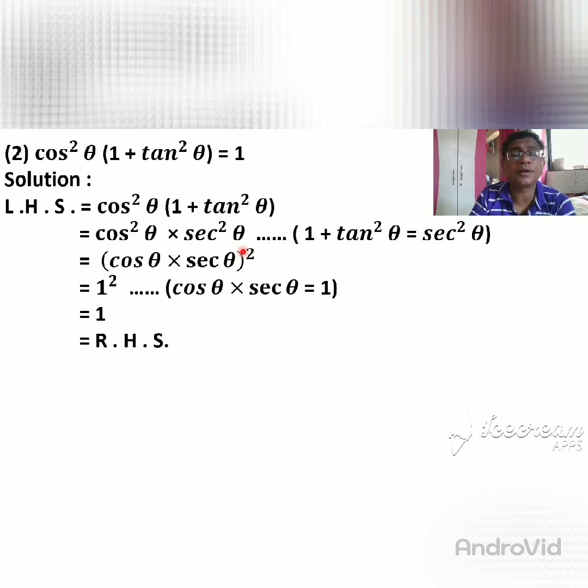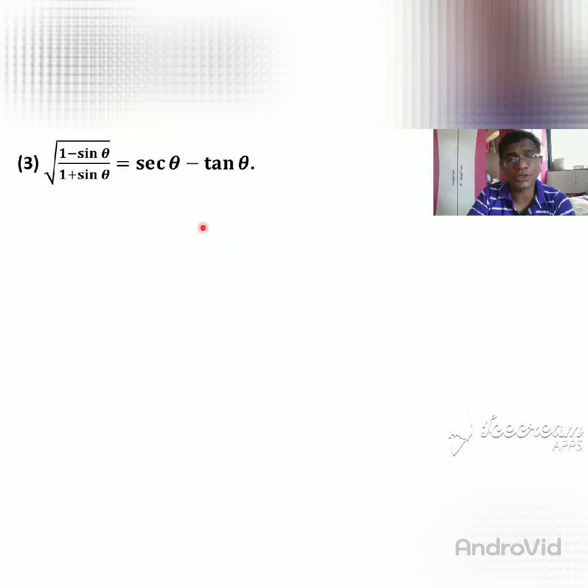Then problem number 3, just see. This is an important problem. Remember that in the square root sign there is written 1 minus sin theta divided by 1 plus sin theta. So this left hand side we are going to solve.